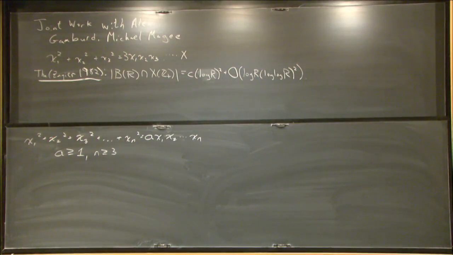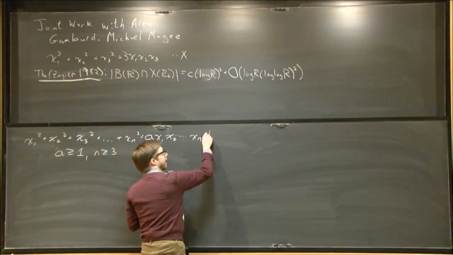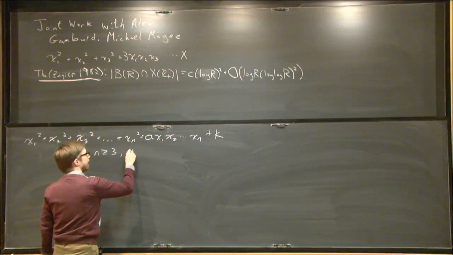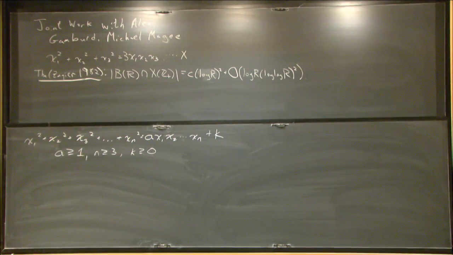But in a lot of what I talk about today, I can deal with a slightly more general equation. We can add an extra parameter k at the end. So here k is a positive integer. If k is negative, our results don't go through. That's not to say that the equation is not interesting, but the techniques fall apart.